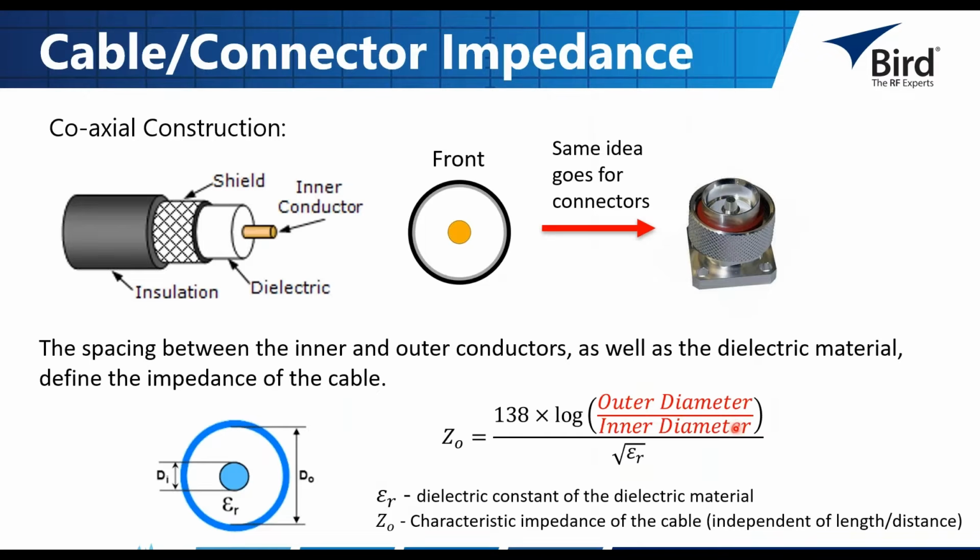Now, cable and connector impedance, I'm looking at the idea of coaxial construction of the cable or the connector. If we think about the breakdown of a coaxial cable, we have an inner conductor, a dielectric, a shield, and then an outer insulator. The relationship between the inner conductor and the outer conductor, as well as the dielectric material in between them, is really the deciding factor in what the characteristic impedance of the cable or connector ends up being.